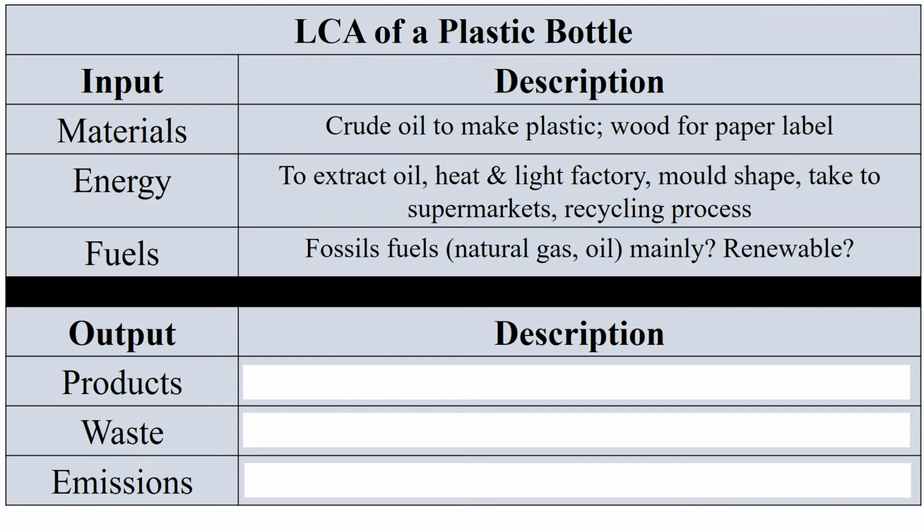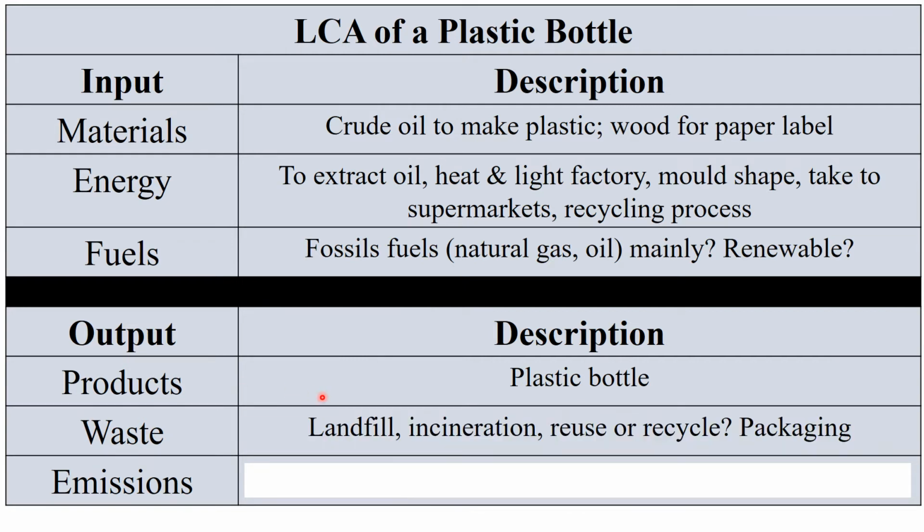In terms of fuels, you're going to have fossil fuels potentially. Hard to tell, but you'd imagine maybe natural gas, oil is going to be used. Could be renewable sources as well. There's an increasing amount of Scotland's electricity coming from renewable sources. Then in terms of output, the products, your end product is the plastic bottle, and then the waste. So where does a plastic bottle go?